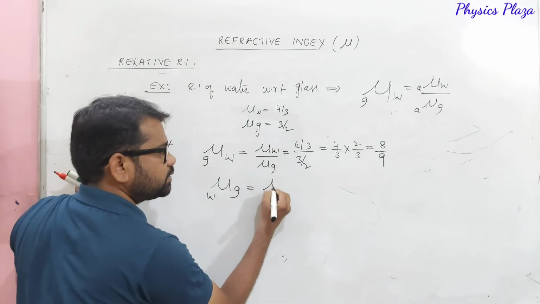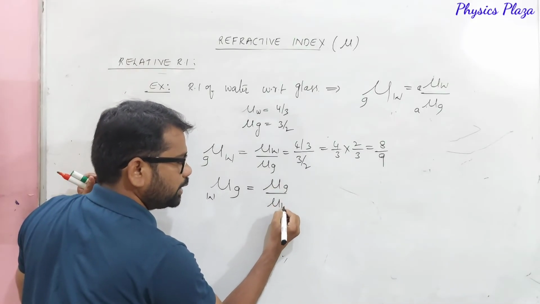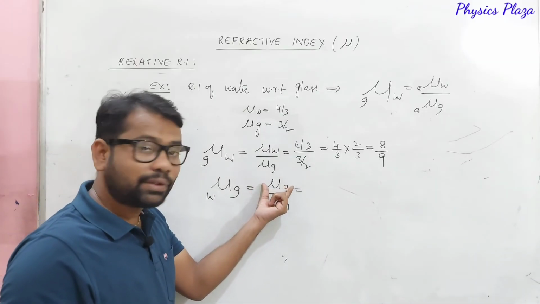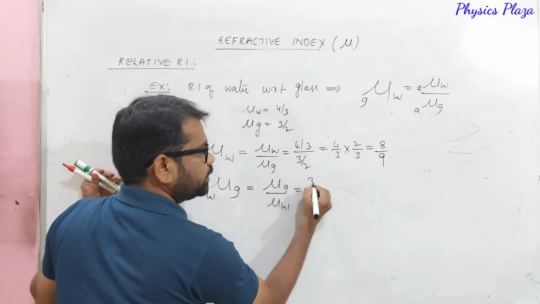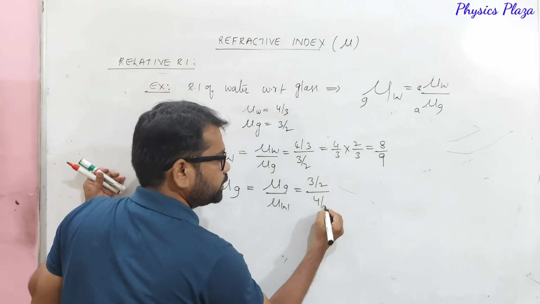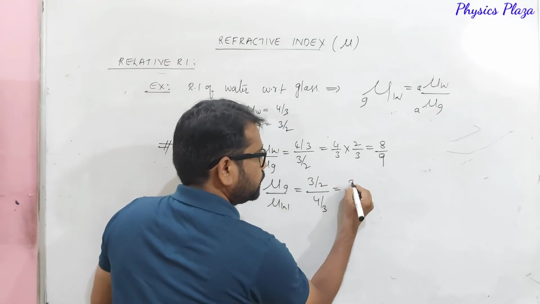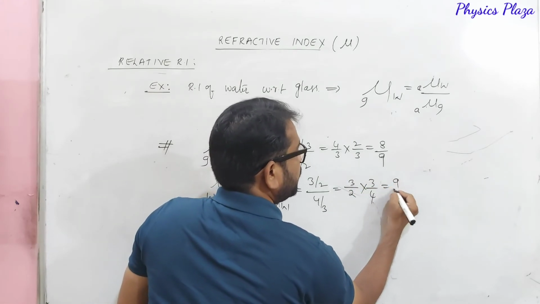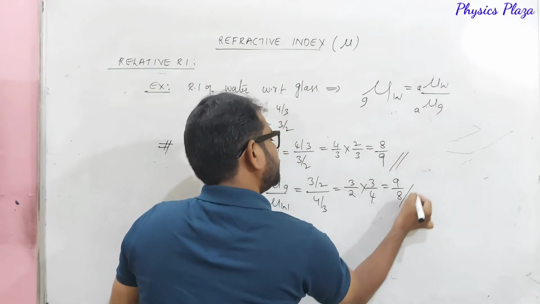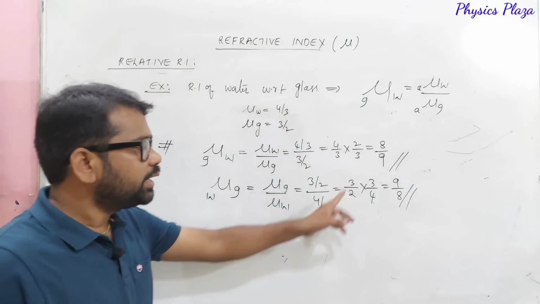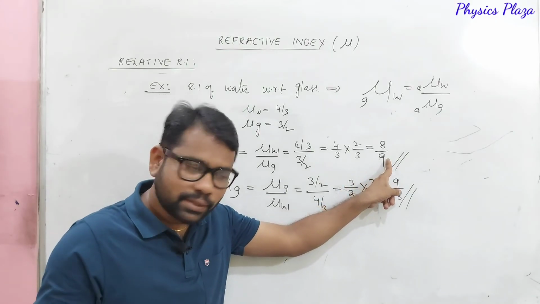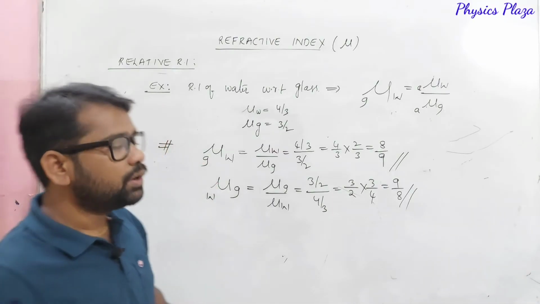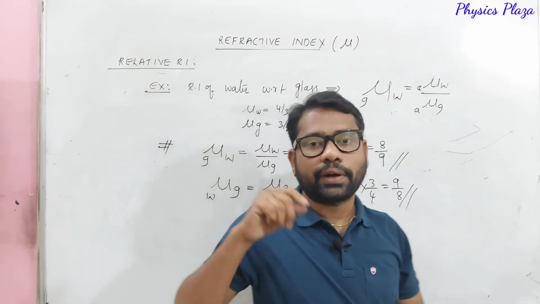This can be written as mu G by mu W is equal to, so children, mu G is the refractive index of glass, which is 3 by 2. That is 3 by 2 by 4 by 3. This can be written as 3 by 2 into 3 by 4. So it is going to be 9 by 8. Children, look here, there will be a difference. This is the refractive index of water with respect to glass, whereas this is the refractive index of glass with respect to water. So this is how we can calculate the relative refractive index.